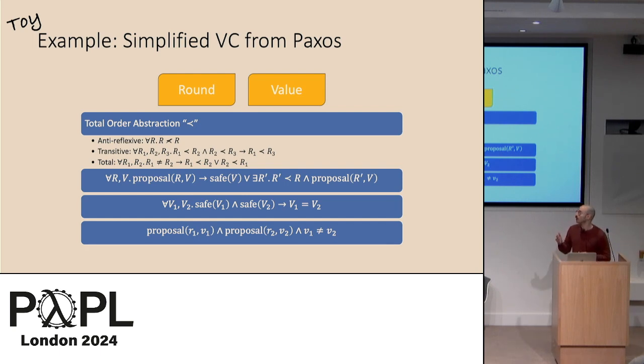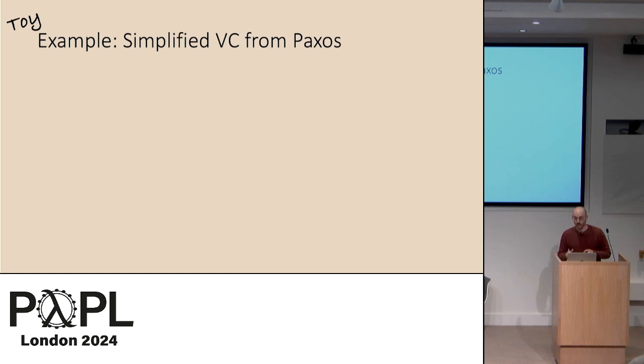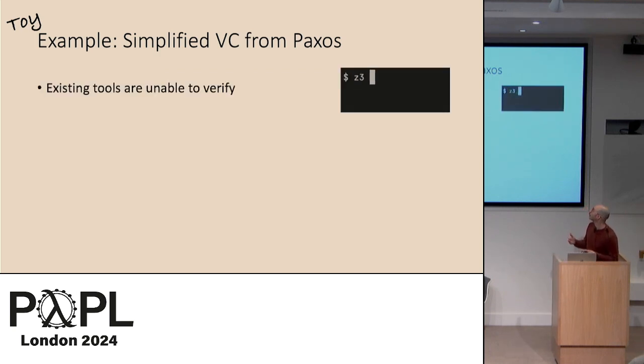And we take the conjunction of all of these formulas and we give it to a solver to see if it can verify the system. So we try to verify it, we give it to a solver, and we wait, and we wait, and we wait, and existing SMT solvers can't verify the problem. They just get stuck, they leave the user with no feedback.